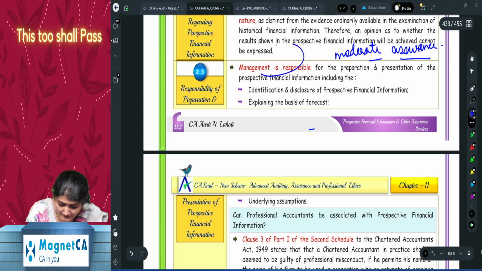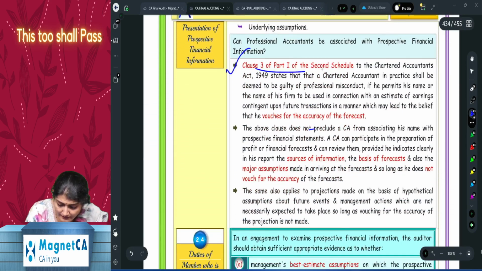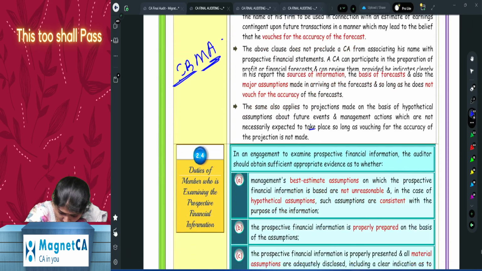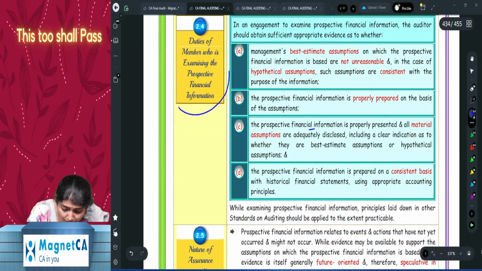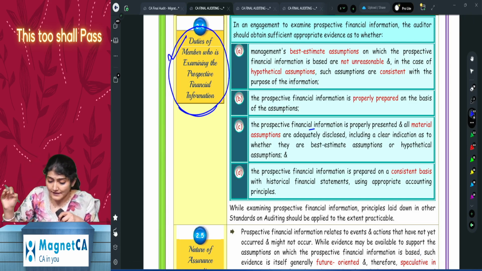Management's responsibility. CA, what if you vouch for the accuracy of a forecast? Out under 312. But does that mean you cannot associate your name with a forecast? No, you can, subject to these 4 conditions. Okay. Right. What is the duty of the CA who is examining the prospective financial information?